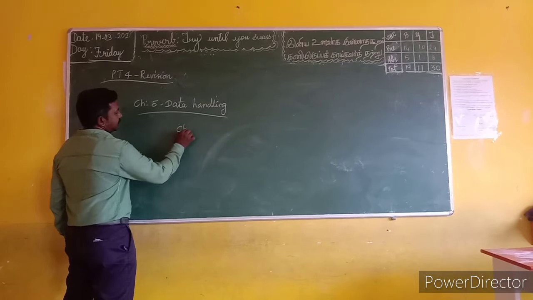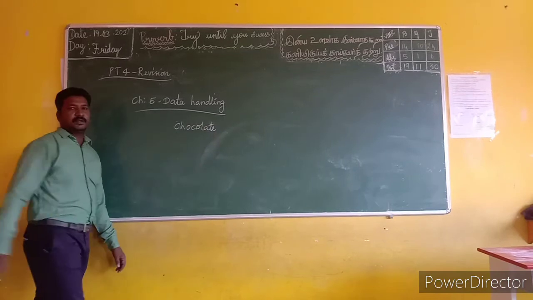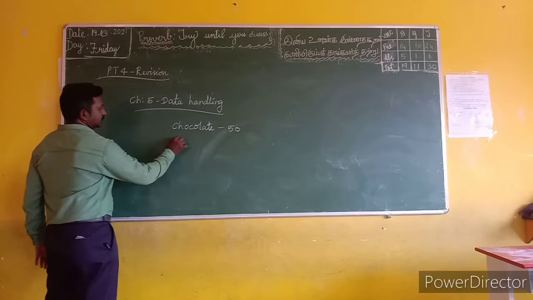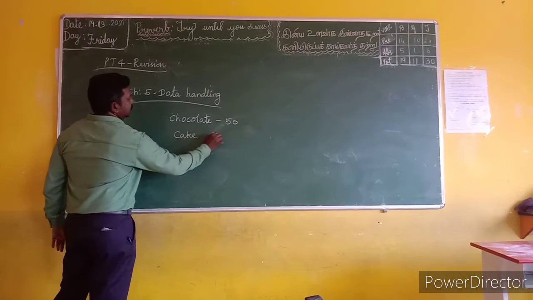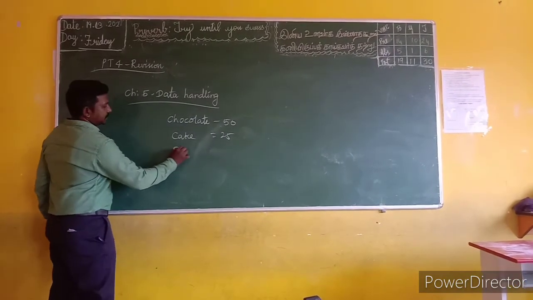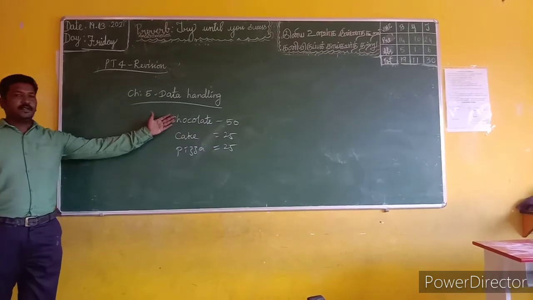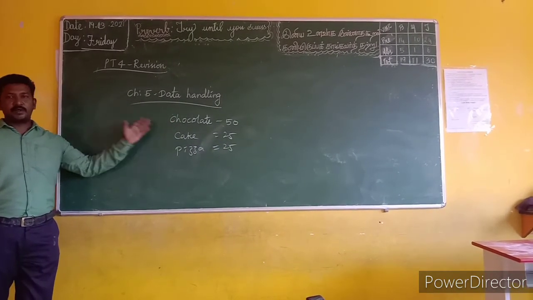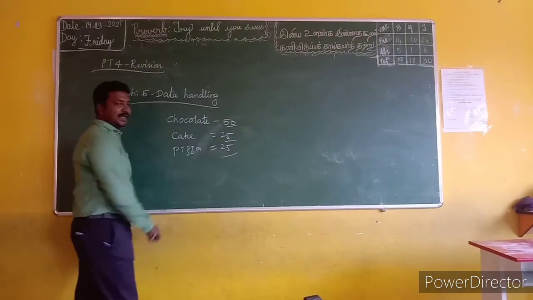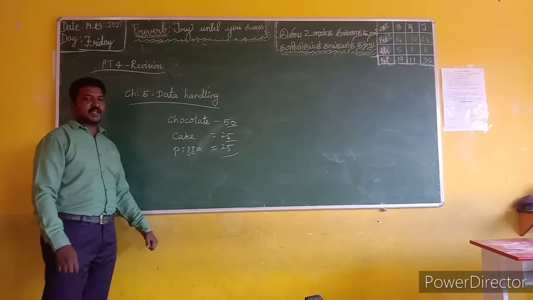If anything, they will be given: chocolate, 50 students liking chocolates. Cake, 25 students. Pizza, 25 students. So these are the categories they will be given. According to this, we are going to draw the pie chart. How can we draw the pie charts? We have to find the central angles for each category. How can we find the central angles?